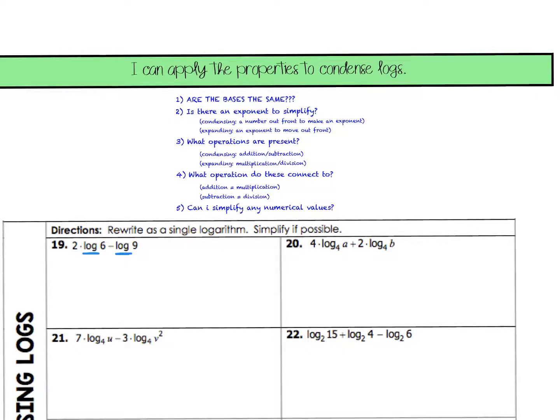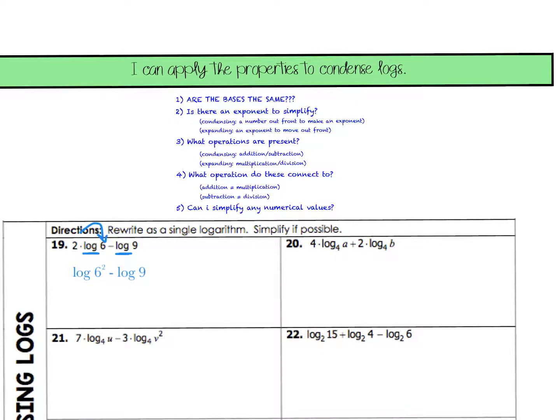So the second question, is there an exponent to simplify? So in this case, I have the expanded version. I need to condense. So I'm going to ask myself, is there a number out front to make an exponent? So I'm going to look at these as two separate values, and I see I have 2 times log of 6 minus log of 9. So the first expression, 2 times log of 6, does have a number out front. So I'm going to move that back to where it belongs. So I'm going to rewrite this. And I get the log of 6 to the second minus the log of 9.